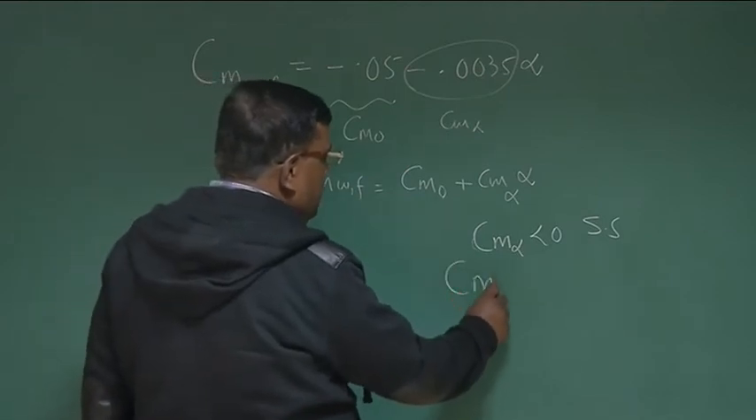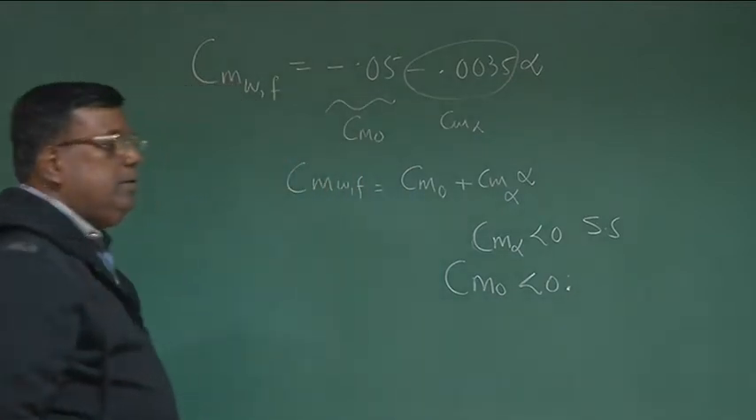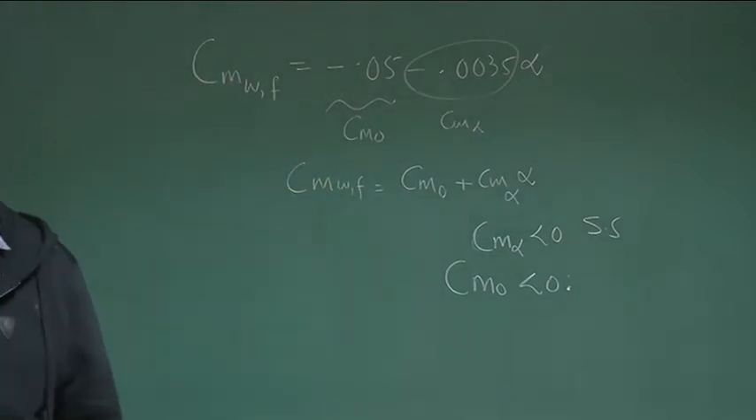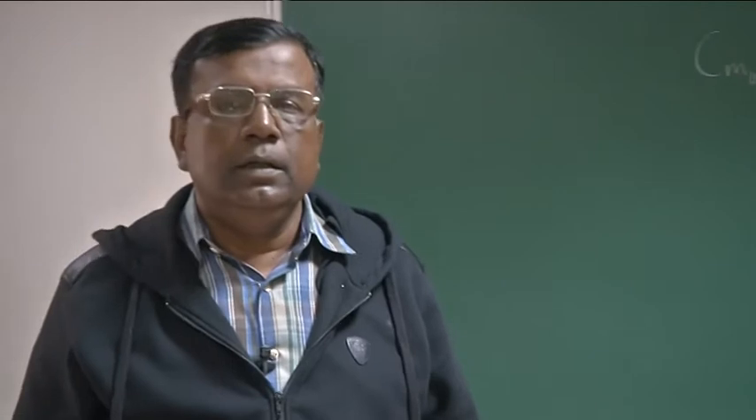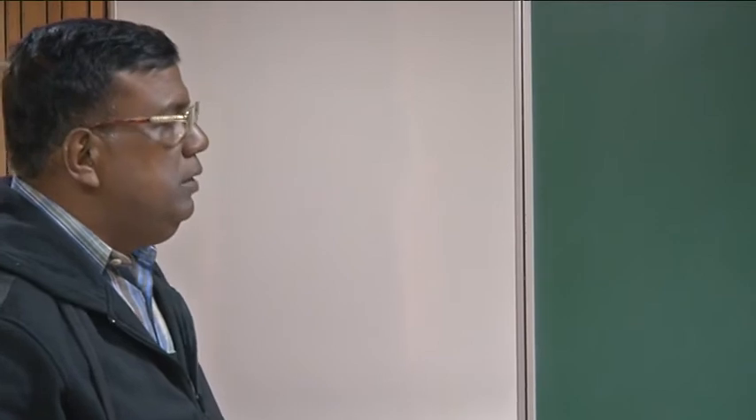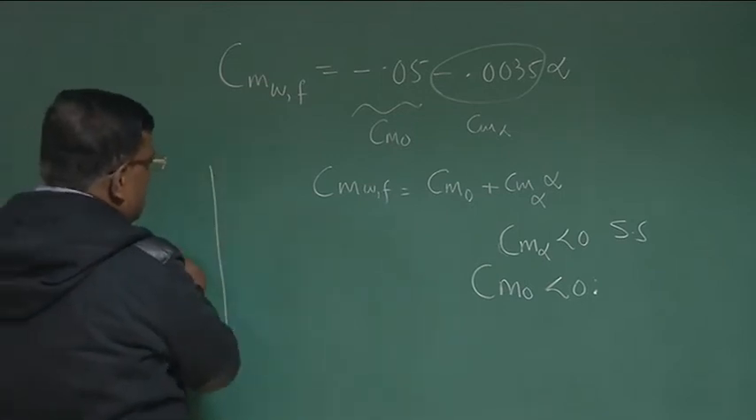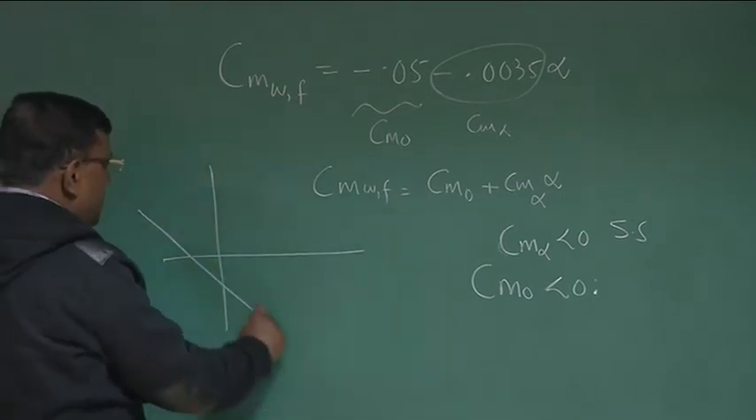However, we found Cm naught is also negative, so it is not possible to trim it at a positive angle of attack, right? Barring that simple understanding, we always remember that for a cambered aerofoil, there could be a negative angle at which you can trim. However, in general, we try to trim an airplane at positive angle of attack, and if Cm naught is negative, we know that it is not possible to trim.